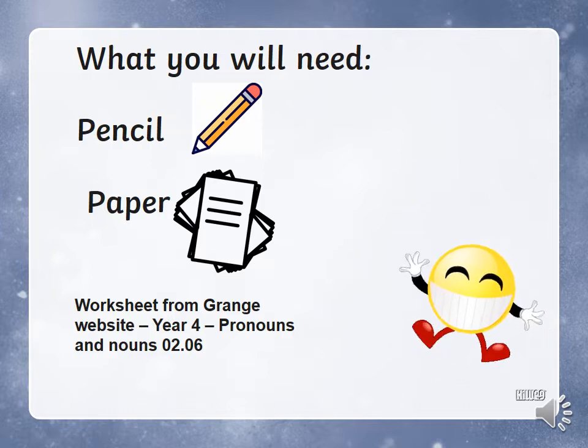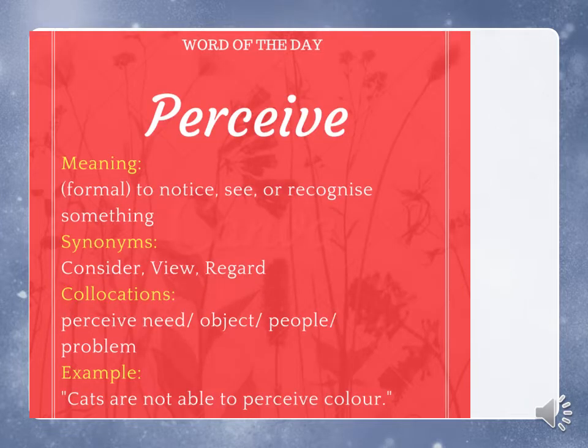Okay, so what you're going to need for this session is a pencil, paper and the worksheets from the Grange website. Okay, so your word of the day is perceive. The meaning of this word is to notice, see or recognize something. Synonym: consider, view, regard. Collocations: perceive, need, object, people, problem. Example: cats are not able to perceive color.